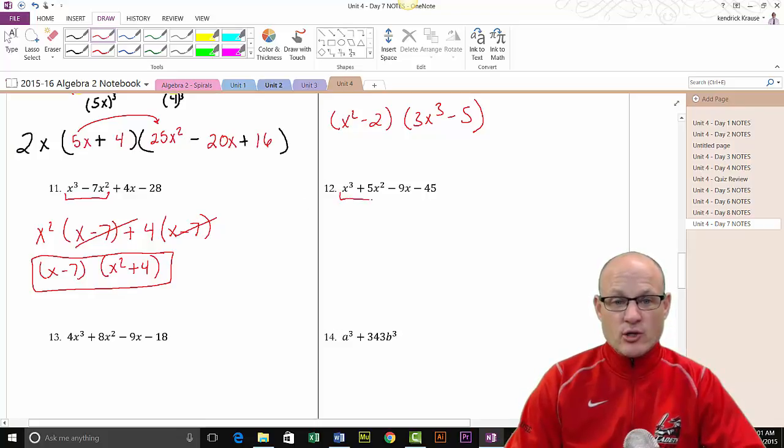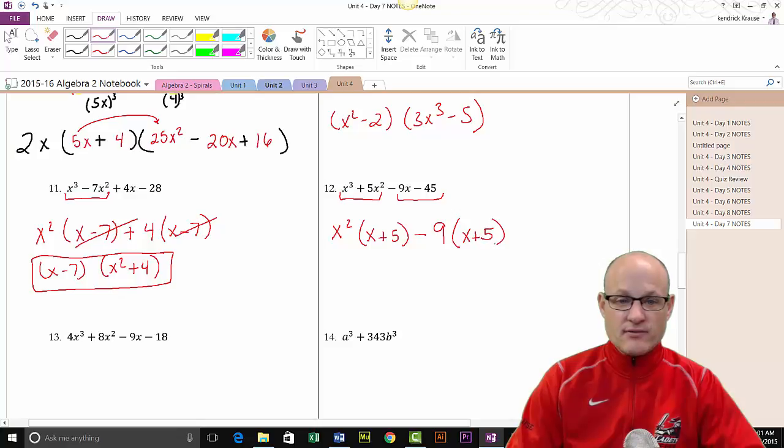Let's keep going. Group and group. In the first team, group. Take out an x squared. I'm left with x plus 5. Copy over the sign. It's a minus. Take out a 9. I'm left with x plus 5.